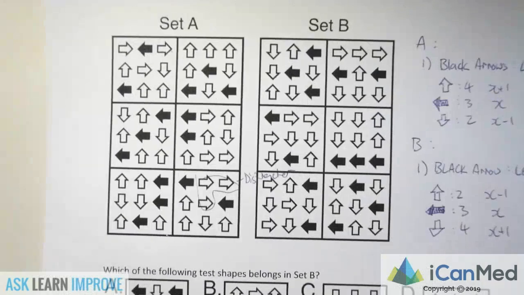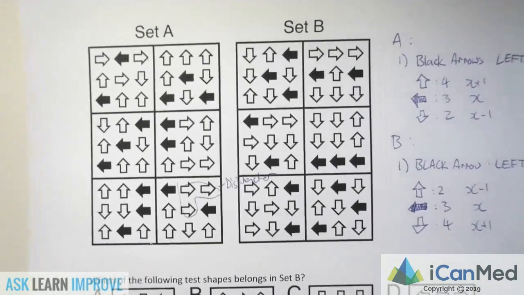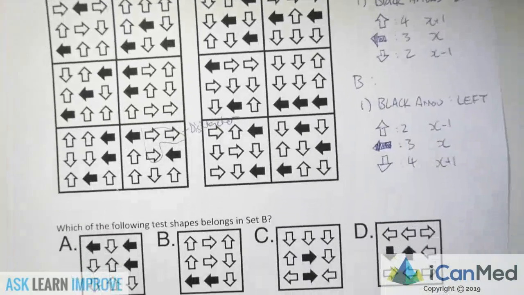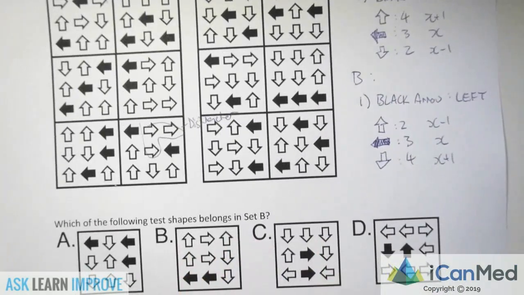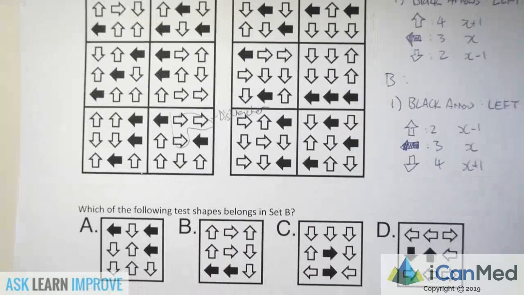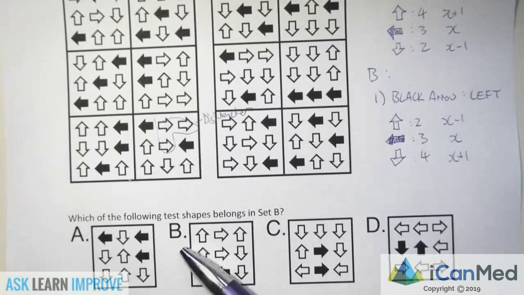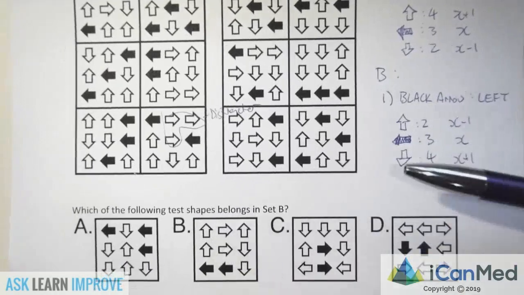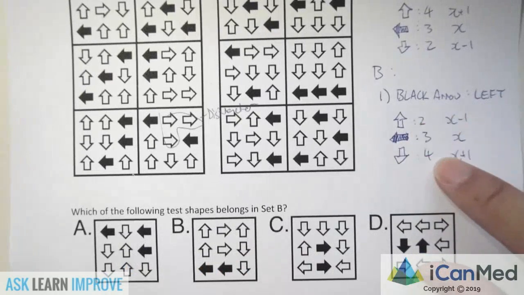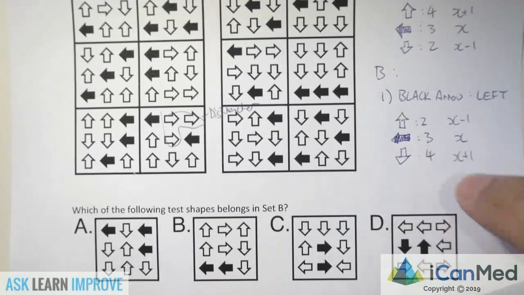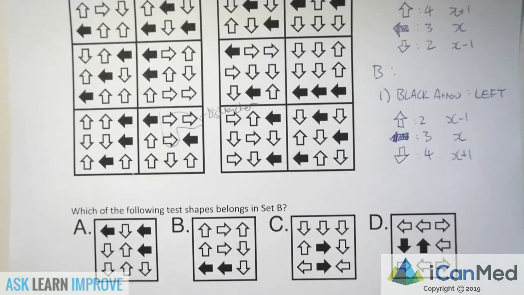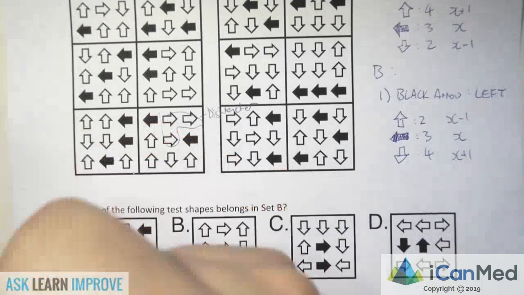Now with all the patterns that we have, that can be used to find the answers in questions 1, 2, 3, 4, 5 that we have down here. So, which of the following test shapes belongs to set B? So it follows this rule. There's 3 black arrows, so that means it follows this one exactly. 2 going up, 4 going down. So for set B, 2 going up, 4 going down. So that is indeed our answer. Our answer is A.